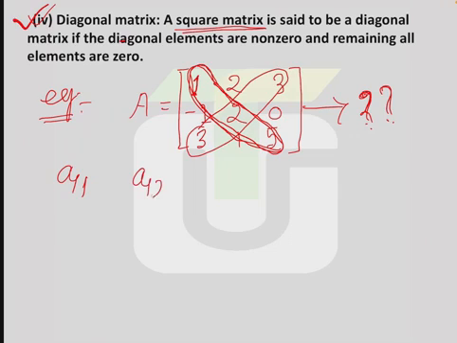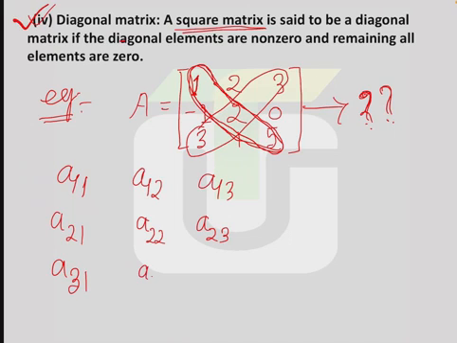This one is A12, this one is A13, this one is A21, this one A22, this one A23, next one is A31, A32 and A33, right? So in matrix form, I should be equal to j, right? So what is I and what is j?